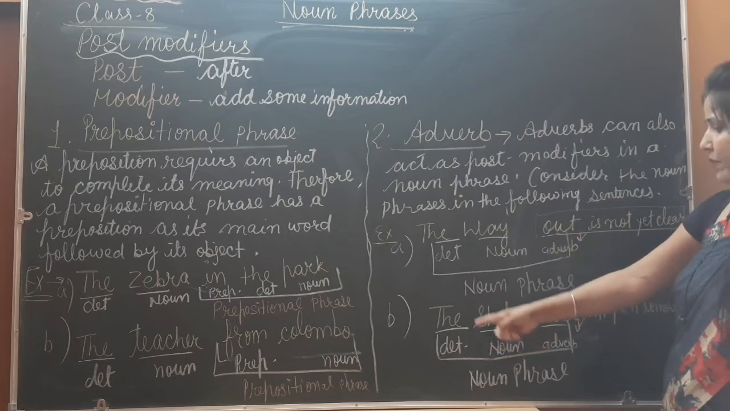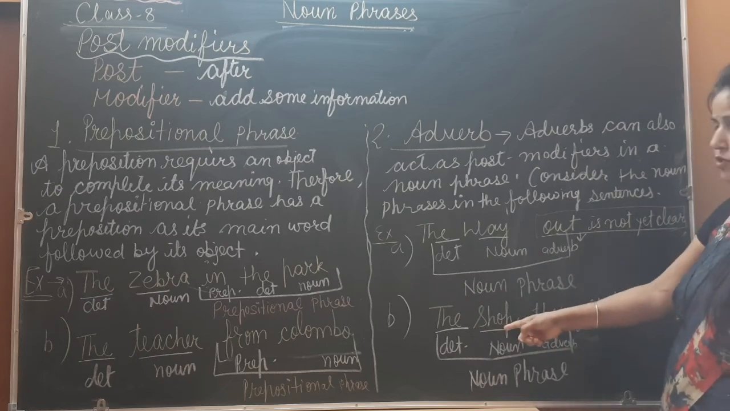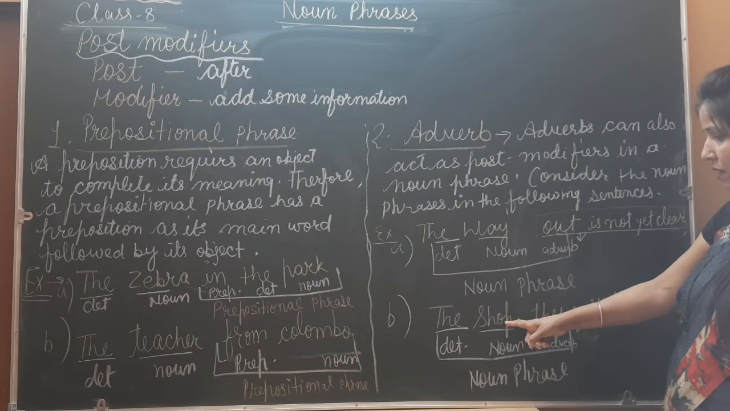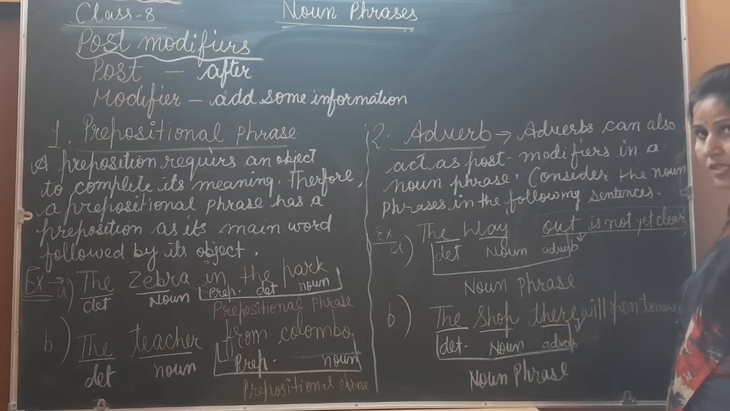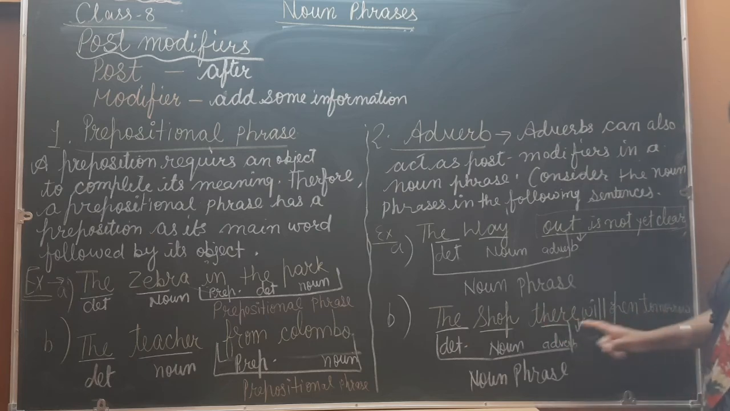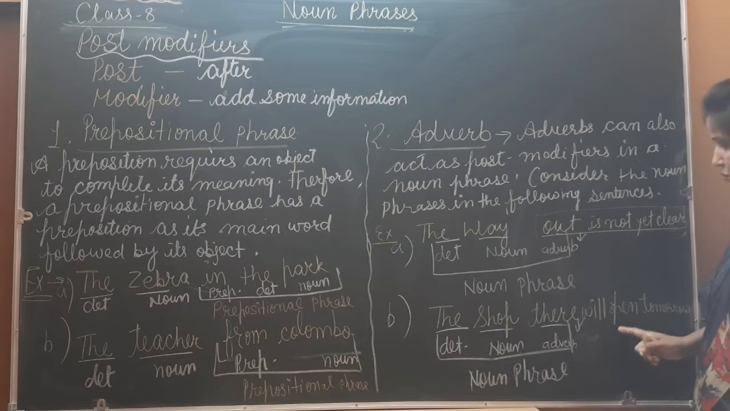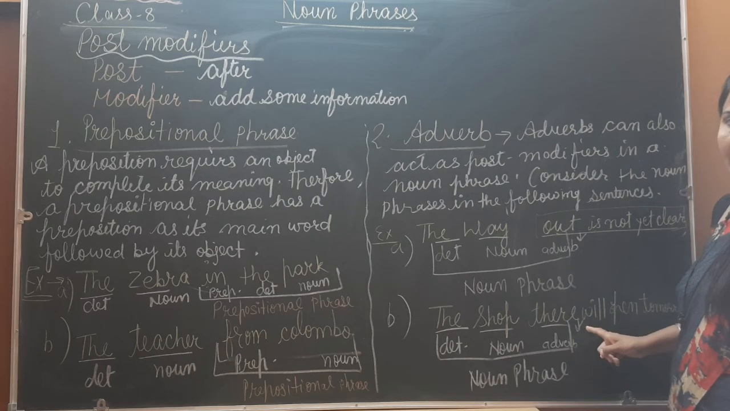In the second example, the shop there will open tomorrow. This whole part is a noun phrase. In the noun phrase, the word shop is the main word and head word. After the main word and head word, whatever is written acts as a post modifier. So there will open tomorrow is a post modifier, and it is an adverb. So an adverb acts in a noun phrase as a post modifier.